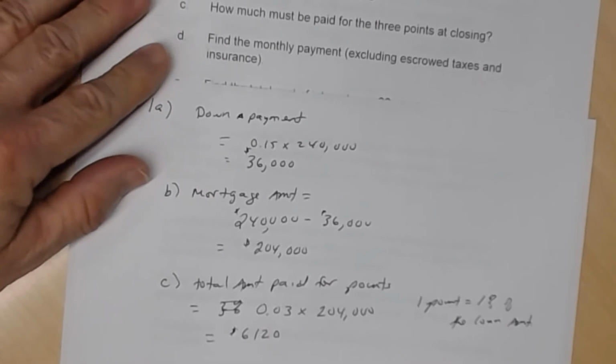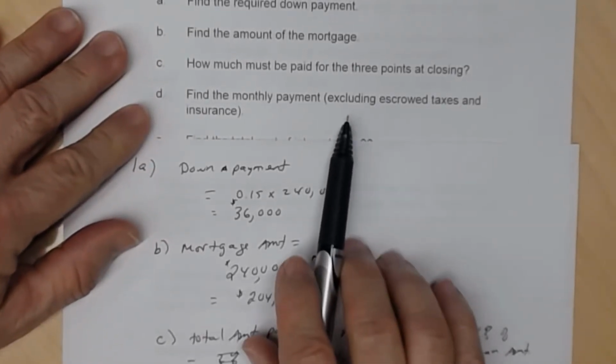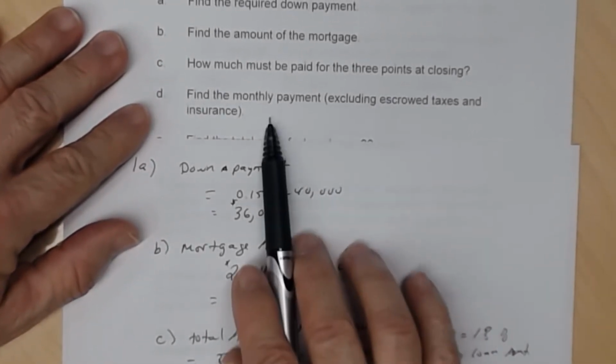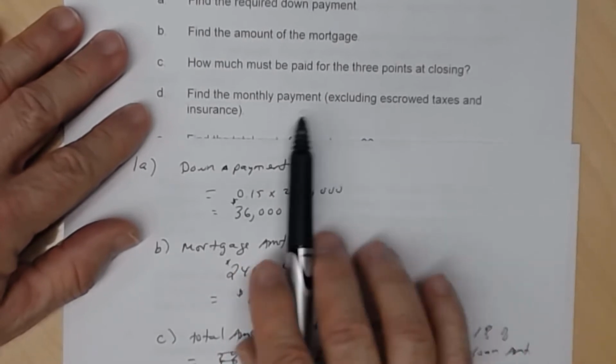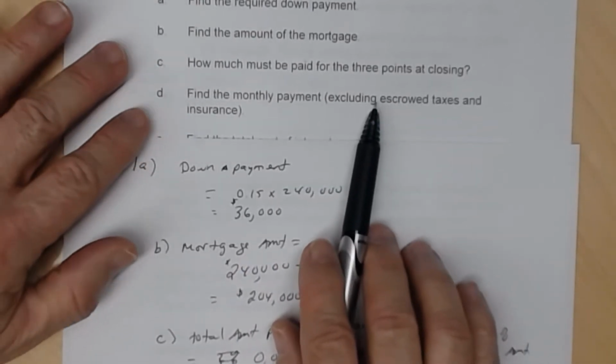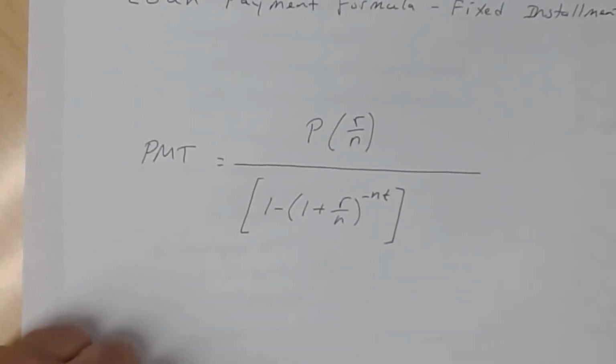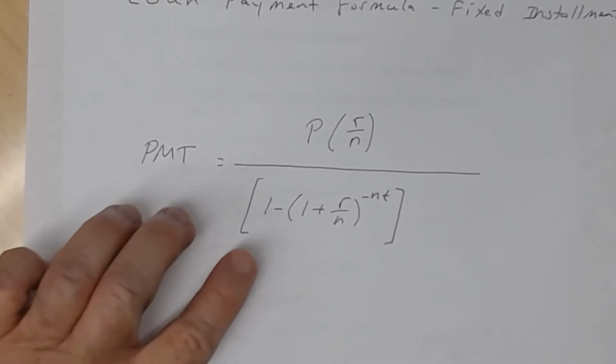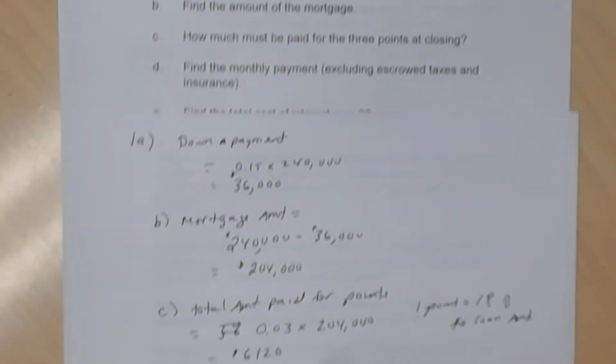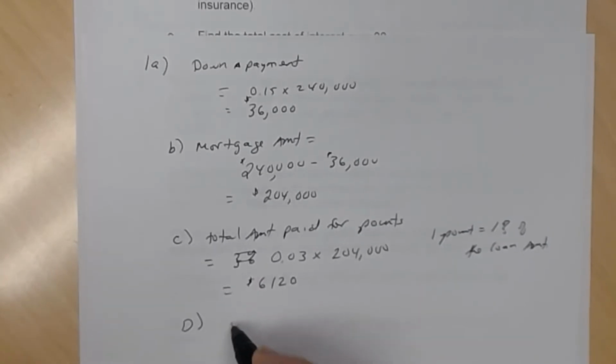Now let's get part D. Part D says find the monthly payment, and it says excluding escrow, taxes, and insurance. All right, so we're going to talk about that at some point, but let's just find the monthly payment. And by that, they mean let's use this formula, okay? So the monthly payment formula is this. All right, so we're going to use this formula. So part D, the monthly payment.